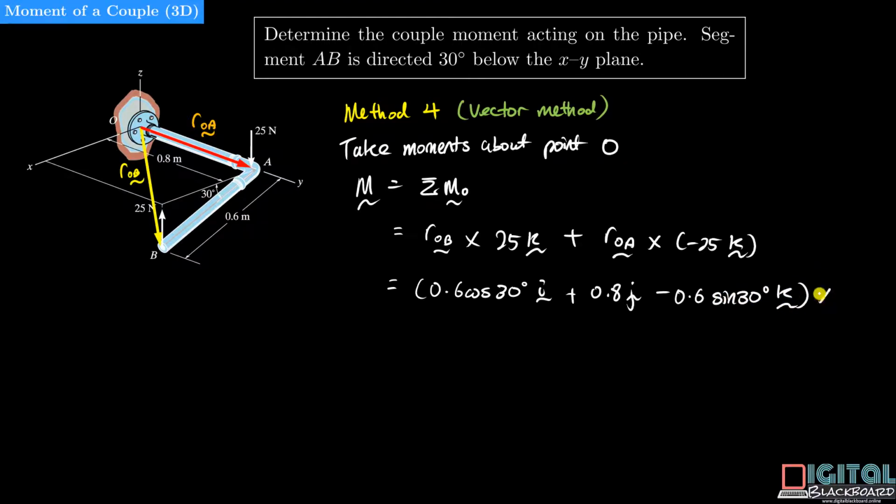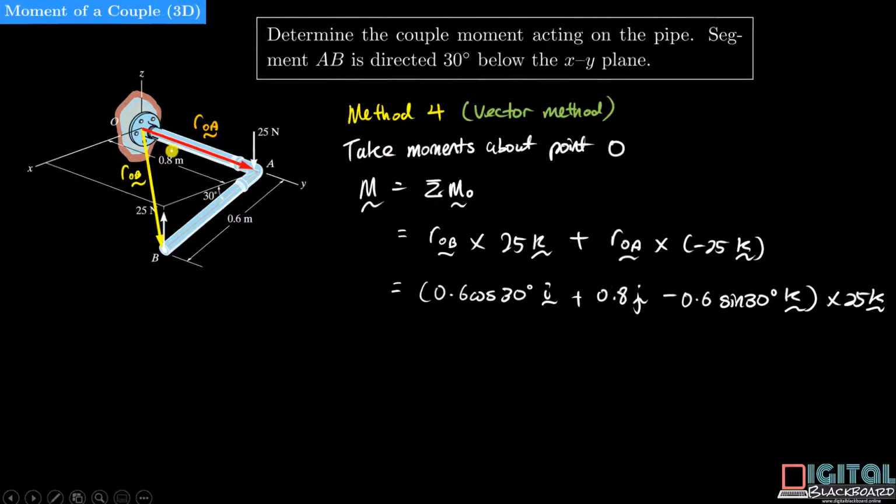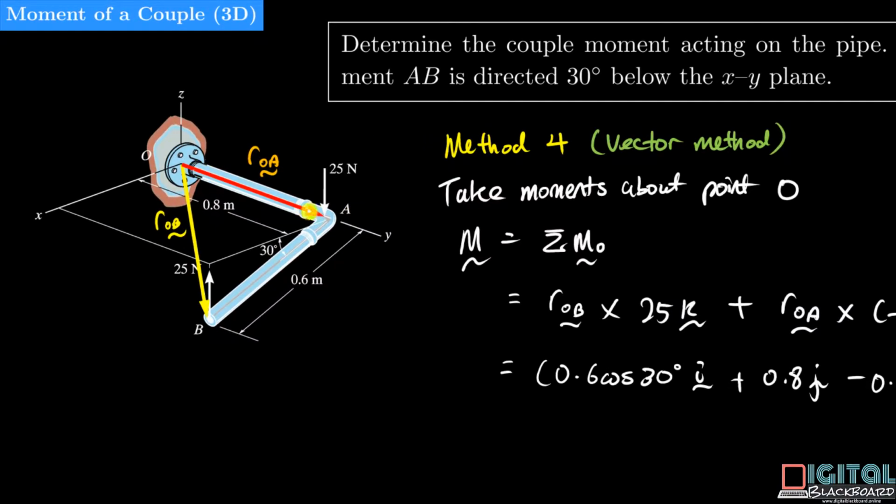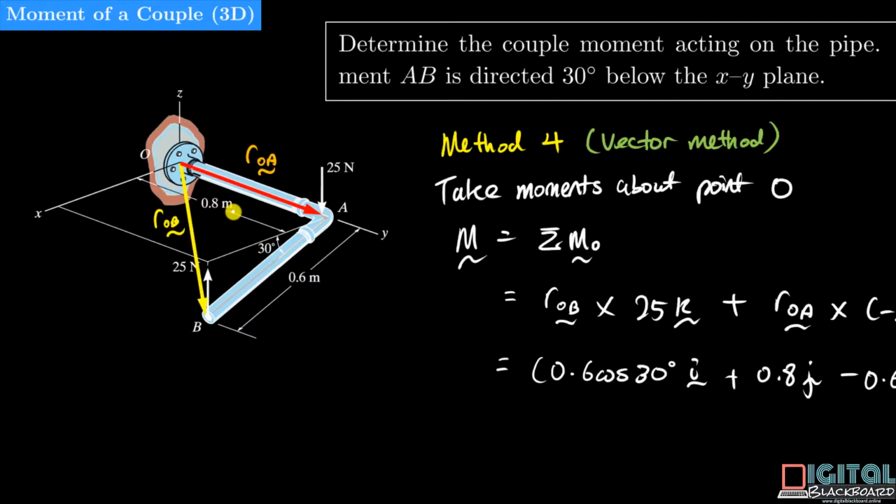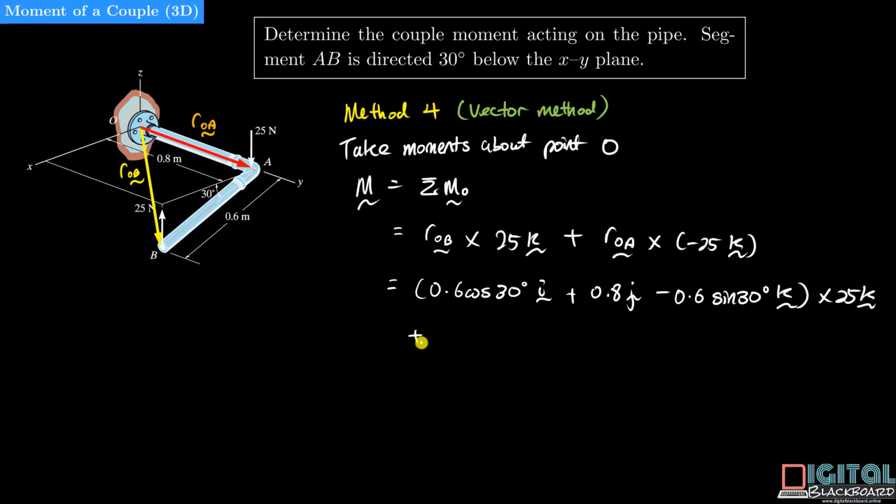k, cross 25k. And then for the other case, ROA, in the x direction it is not moving at all. In the y direction it is moving by 0.8 j, plus 0.8 j. In the z direction, it is also not moving, so we just have 0.8 j cross minus 25k.